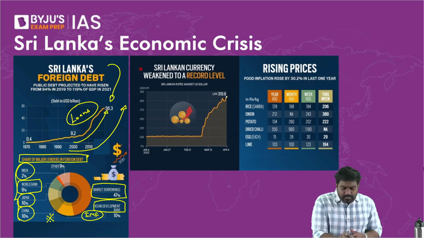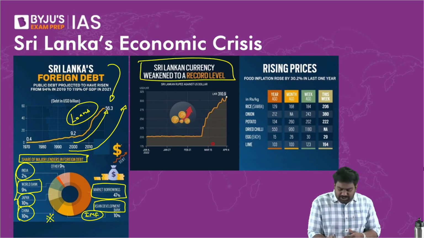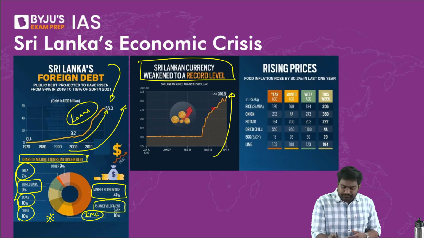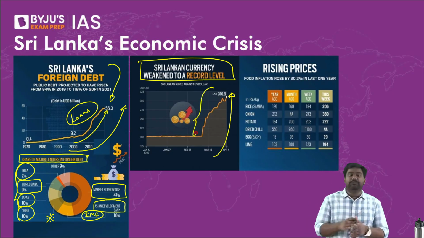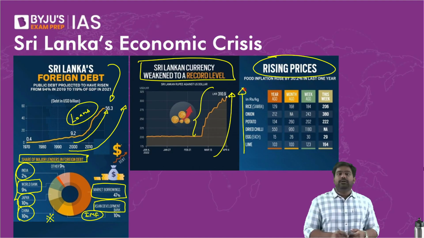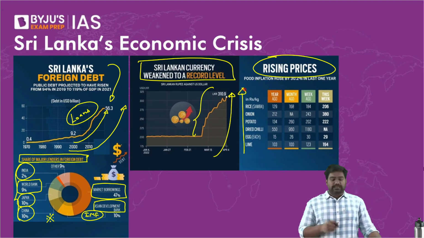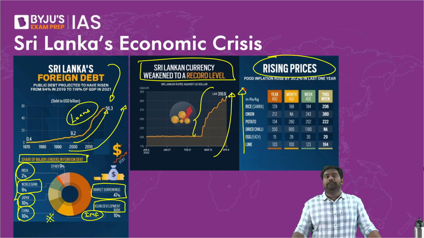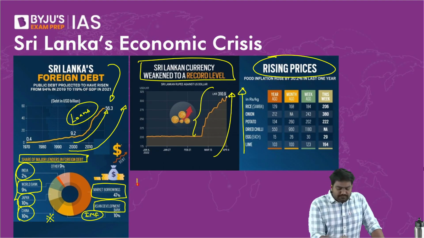The currency devalued. You can see how the Sri Lankan currency has depreciated against the US dollar. It's a massive depreciation. Prices of essential items went up, affecting the common people, and thus the country went bankrupt. This triggered massive protests by the people against the Rajapaksa brothers.